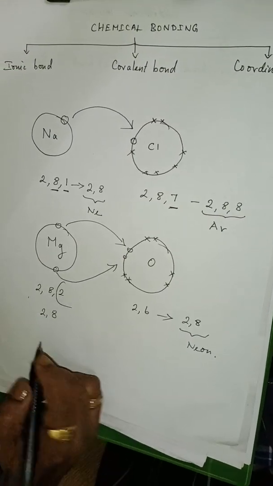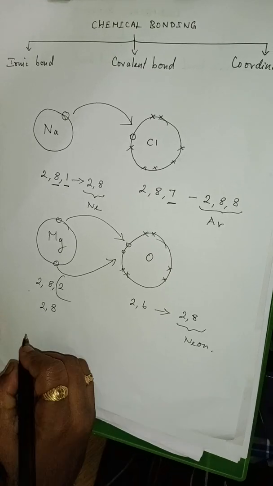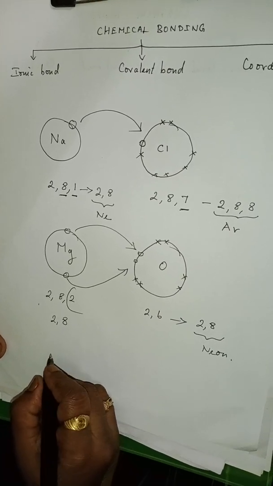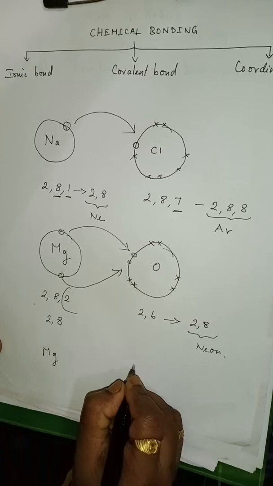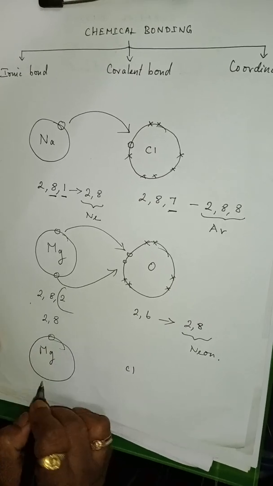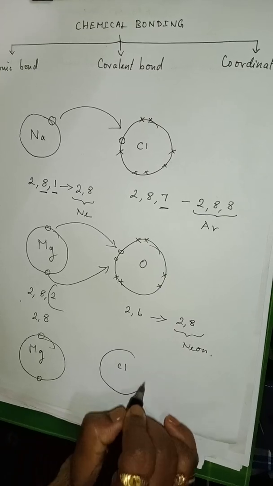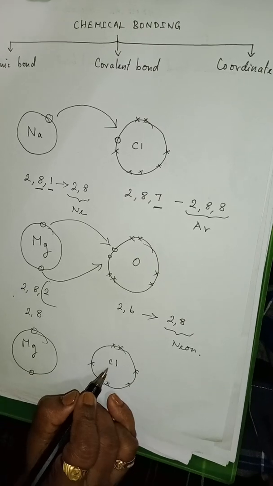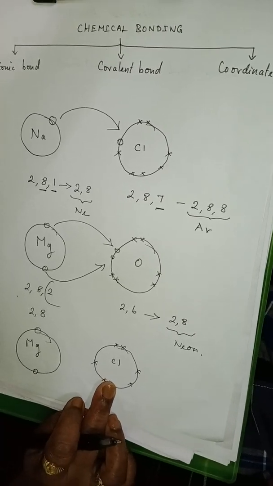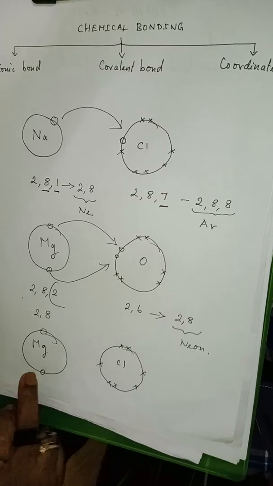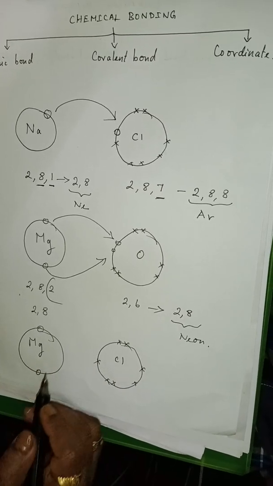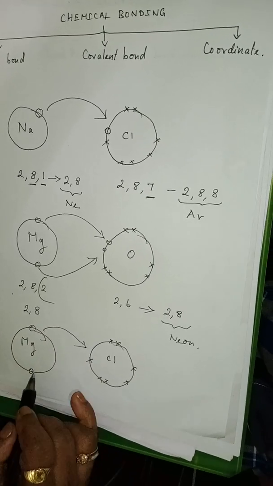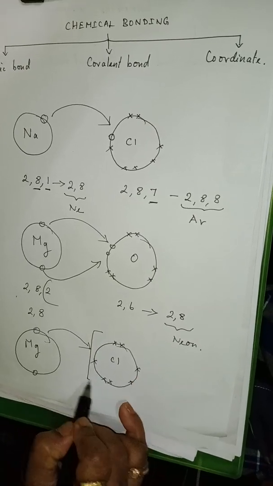I can give you one more example so that you can understand more about the bonding. Here, the reaction is between magnesium and chlorine. Magnesium has 2 electrons, but chlorine has 7 electrons in the outermost shell. Chlorine needs 1 electron to become an octet, and magnesium needs to donate 2 to become an octet. So it will donate 1 electron to one chlorine and 1 more electron to another chlorine. You can show it like this.